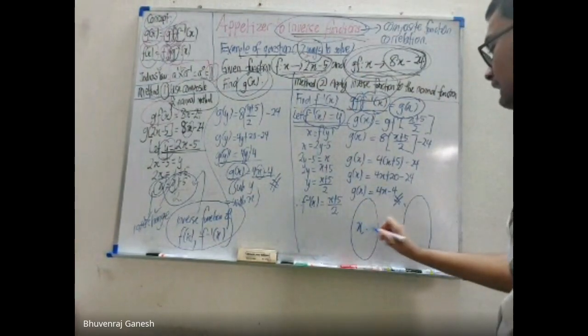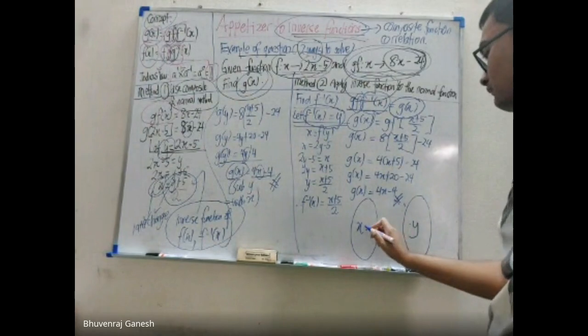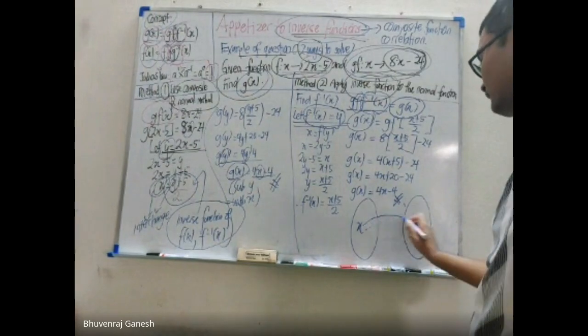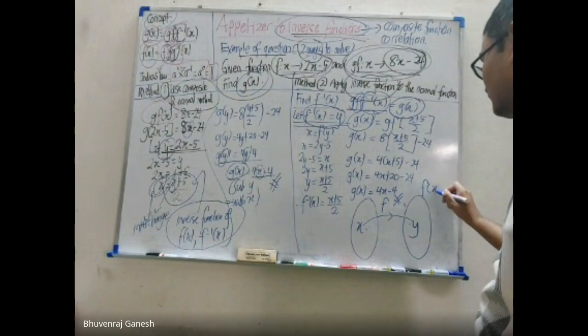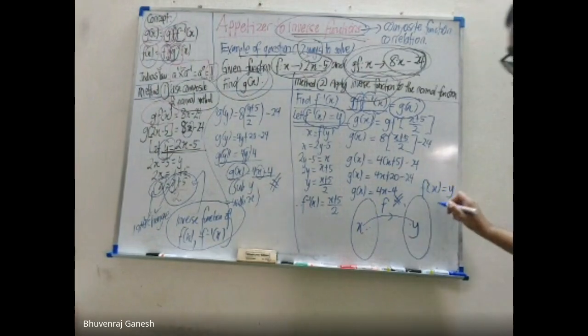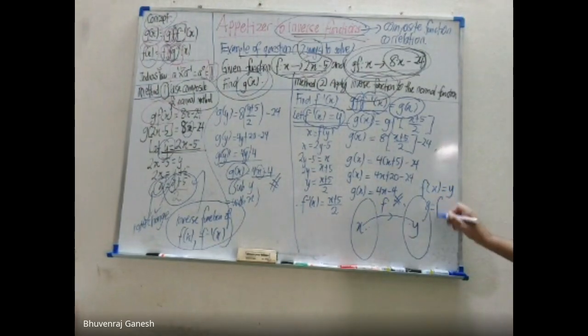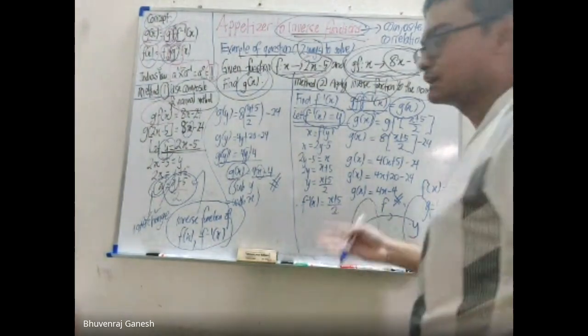Let's say this is x, this is y. So f will map x to y. So this is the normal thing we learned earlier, f(x) equals y, or you can say y equals f(x). Quite common because f(x) is an image and y also is an image.